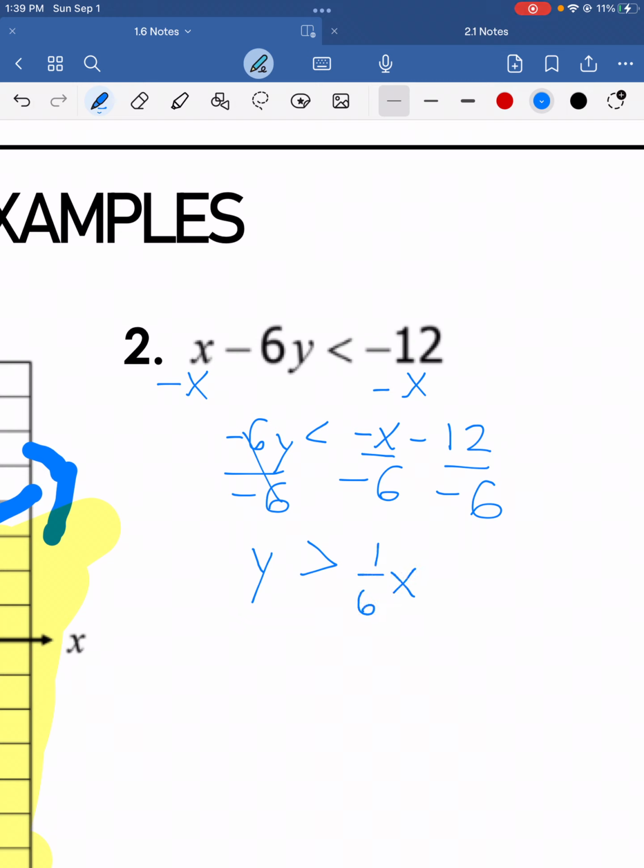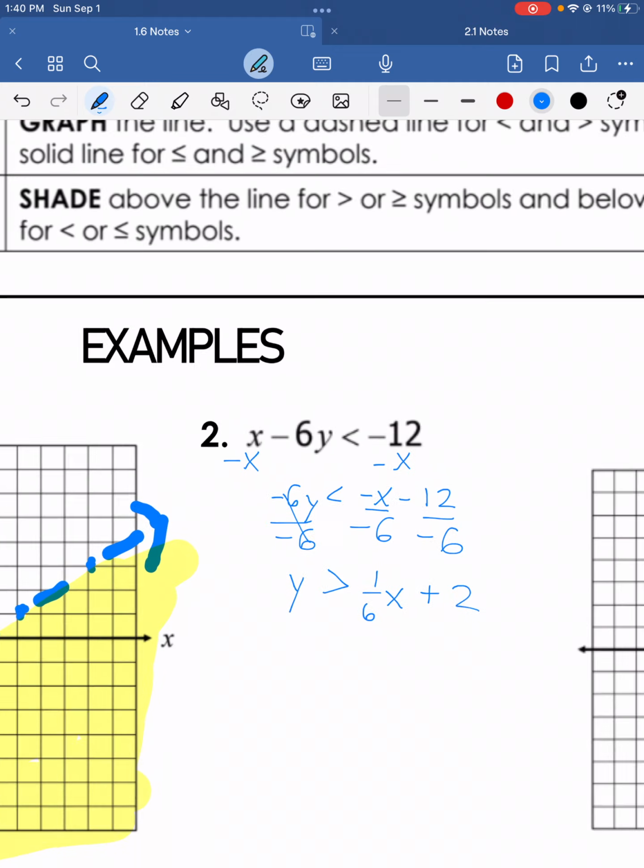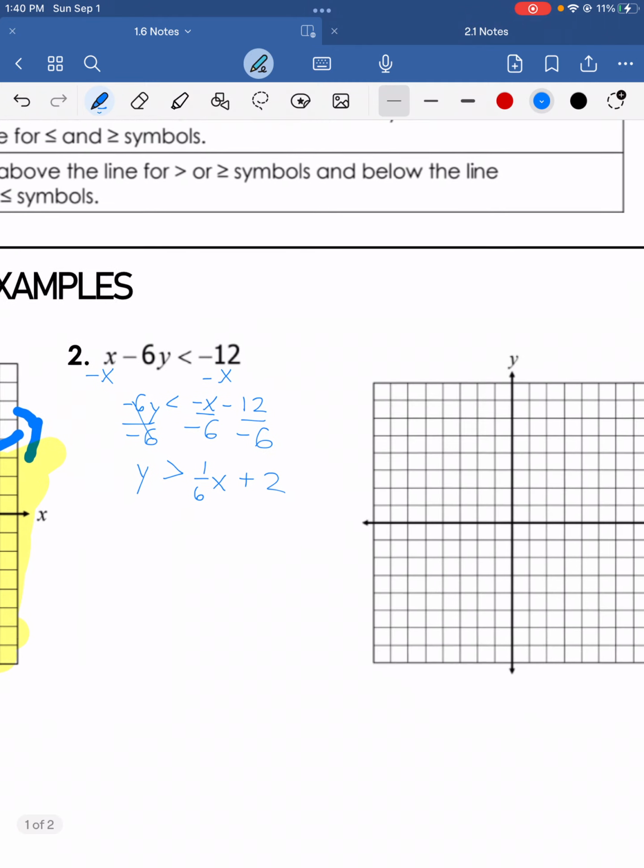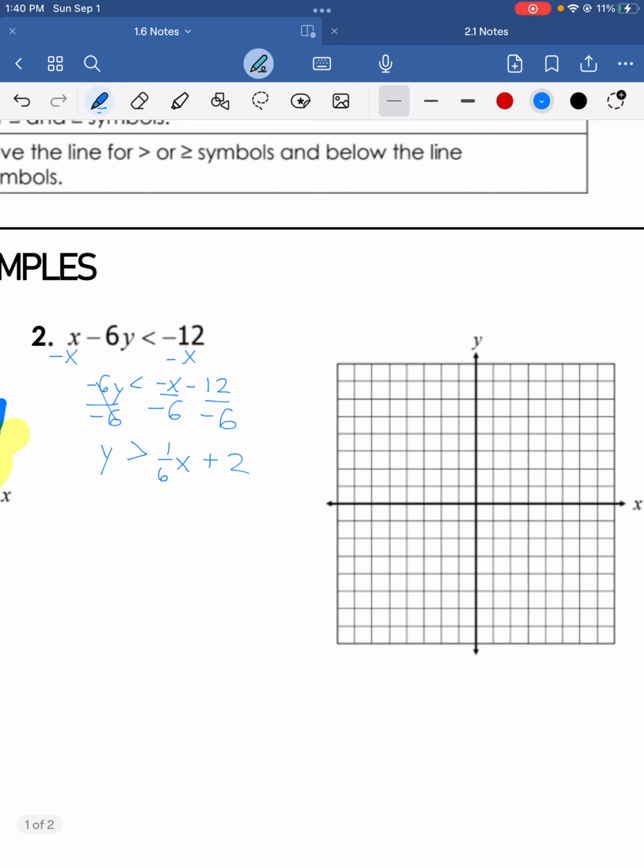So y is greater than 1/6x plus 2. Okay? Because -x over -6, if you're dividing two negatives, it becomes positive. So you get 1/6x. And same thing with -12 divided by -6, that's just 2. So that's my new equation. And this is also going to be a dotted line because it's just less than or greater than, okay?